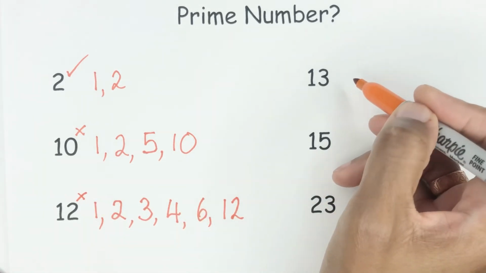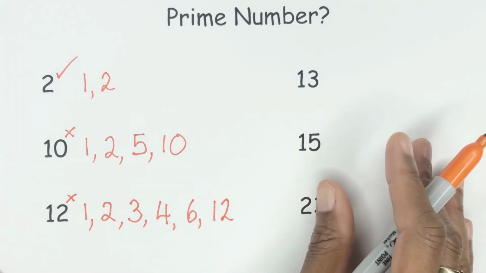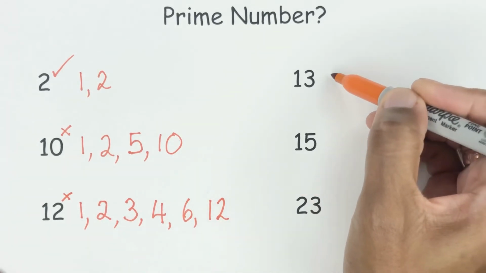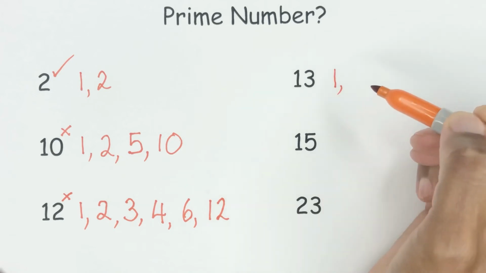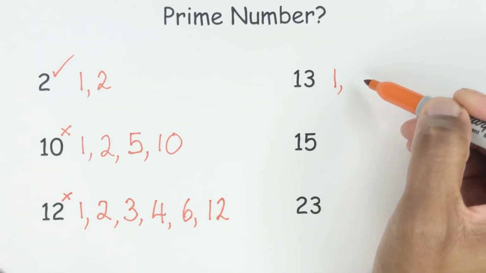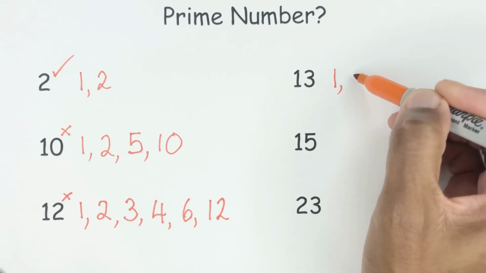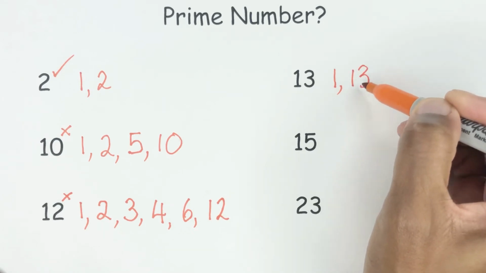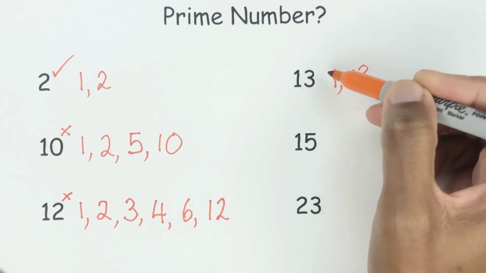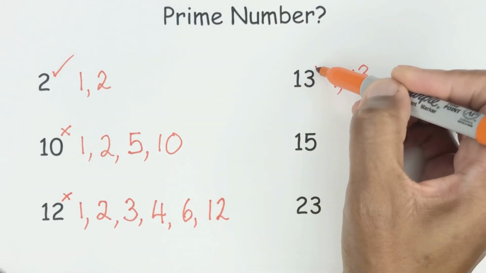Okay, let's look at number 13. Is 13 a prime number? What factors make 13? Okay, so 1, yep, 1 times 13. And if you carry on with all the other numbers, the only other number that multiplies to make 13 is itself. 1 and itself. So that's only two factors. So 13 is a prime number.